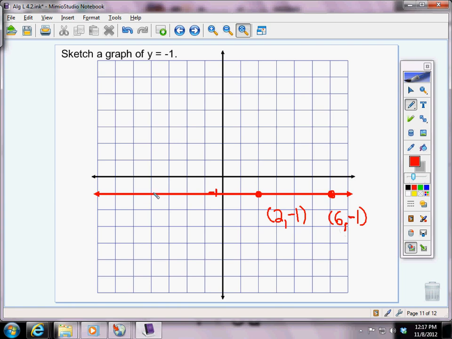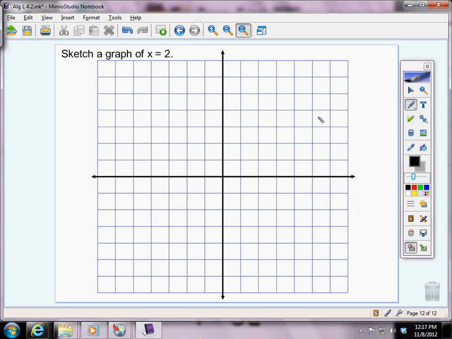On this side, if we want to maybe pick this point here, well, negative 1, negative 2, negative 3, negative 4, that's going to be the point negative 4 and negative 1. So you can see every point on this line has a y value of negative 1. So a graph of y equals negative 1 is just a horizontal line through negative 1, because every point on it is going to have a y value of negative 1.